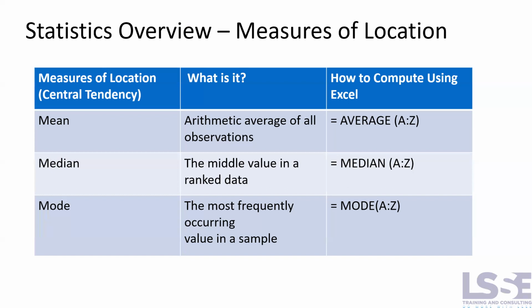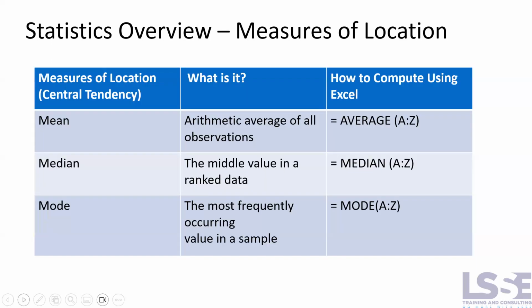However, there is a limitation in Excel, because a group of data can have more than one mode. If you have two equally frequently occurring values, then you can have two modes. But Excel will only return the lowest value. So that's the only limitation for mode. And for practical purposes, normally we are dealing more with mean and median.